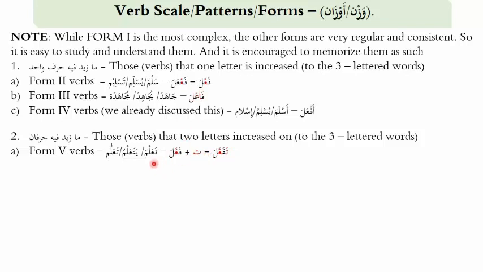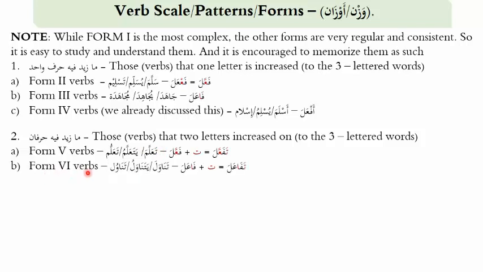And the example is ta'allama yata'allamu ta'allum. Ta'allama yata'allamu ta'allum. Right? So the lam, the fatha changes into a dhamma for the masdar. These are all the masdar. Memorize it like that: the verb, the past tense, the present tense, and the masdar.